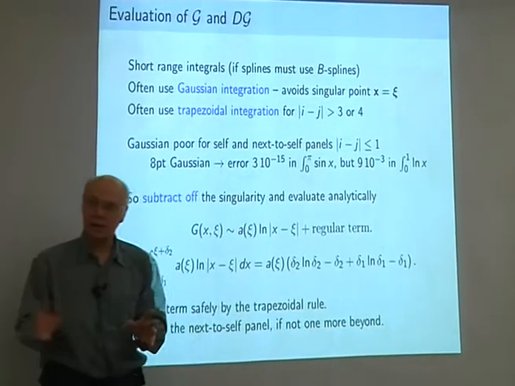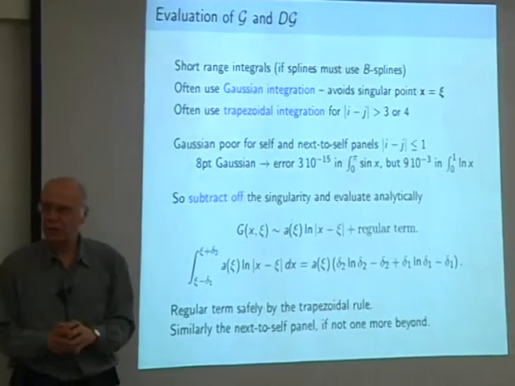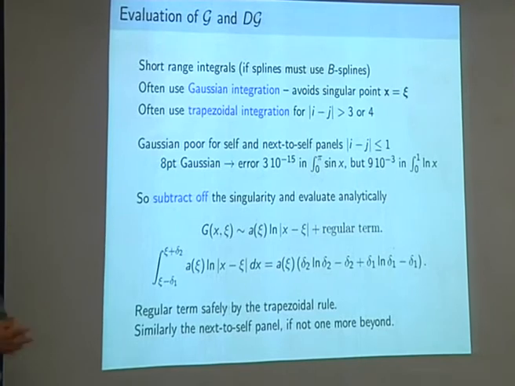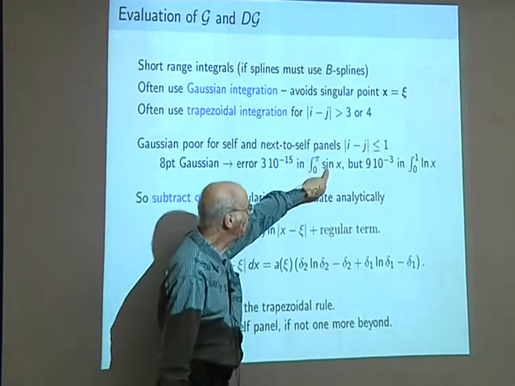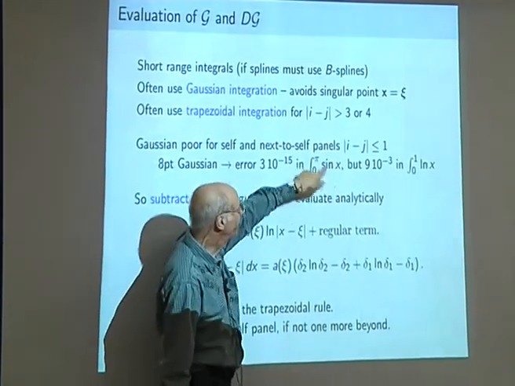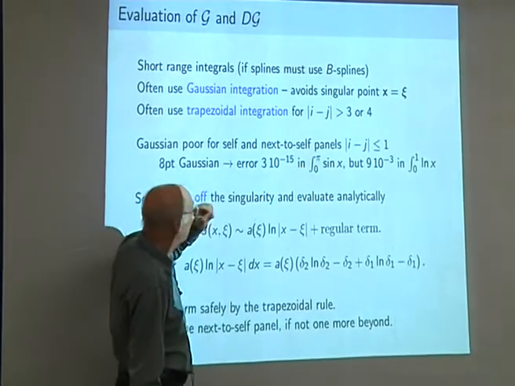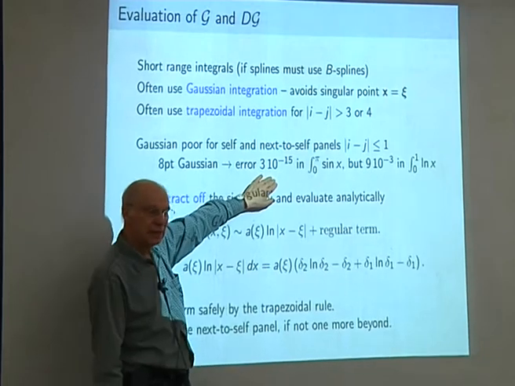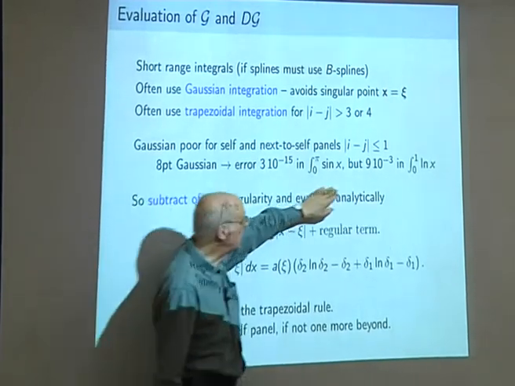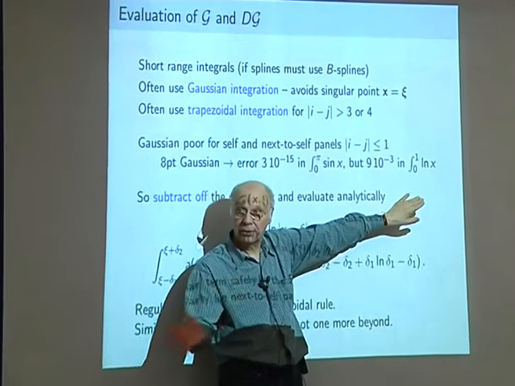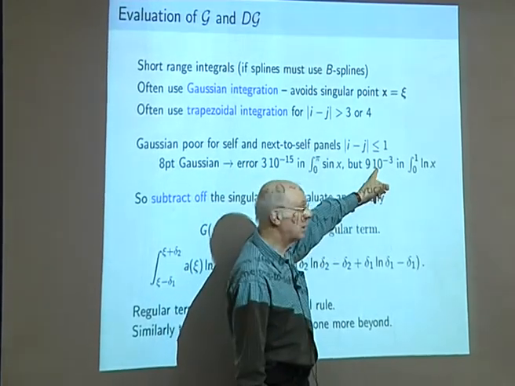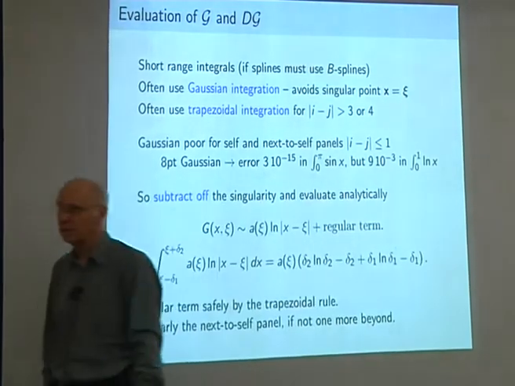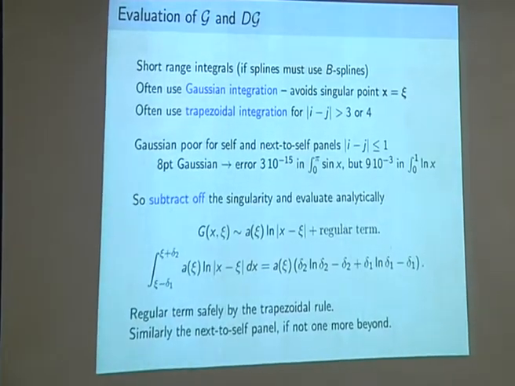So it's a little exercise for you if you've got a Gaussian integrator, and there is one in MATLAB, I think. Try integrating sine from 0 to pi with 8 Gaussian points, and you'll get an accuracy of 10 to the minus 15. Try integrating log x, that's our singular integral that we have to integrate, and you get an accuracy of 10 to the minus 2. So I'm telling you, don't do it that way.